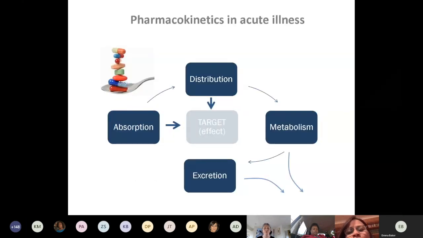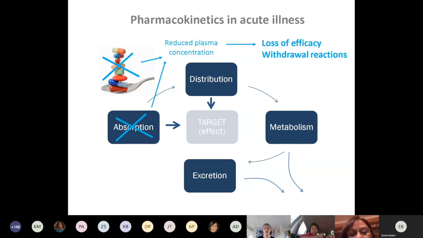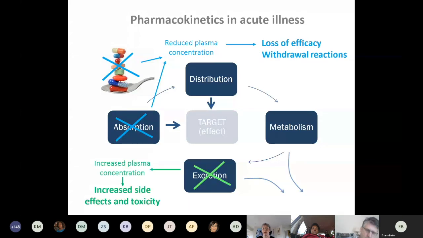A little PK slide for you, reminding you that drugs are absorbed, distributed, metabolized, and excreted, and the drug has to get to the target to have an effect. In acute illness, patients may not be able to take their medicines. If they've got GI upset, they may not absorb them, and they may get reduced plasma concentration with loss of efficacy and withdrawal reactions. They also, we've mentioned, may become dehydrated, get renal impairment, reduced drug clearance, which may increase the plasma concentration, increasing the risk of side effects and toxicity.